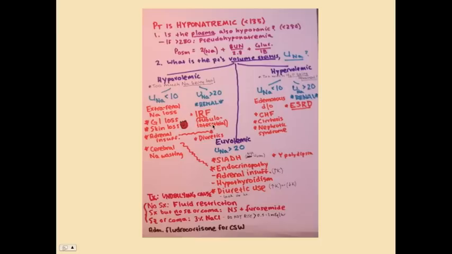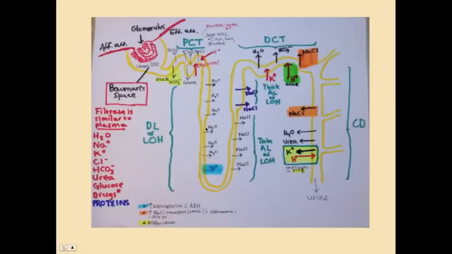And the simple cause of that is because your tubules aren't functioning. Your glomerulus is working fine, you're getting your filtrate all the way through here, but your tubules aren't working. And so you're not reabsorbing sodium and chlorine. And with that, you're not reabsorbing water. So that's what's going to cause the hypovolemic hyponatremia.